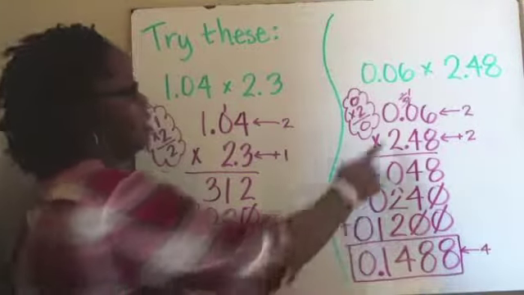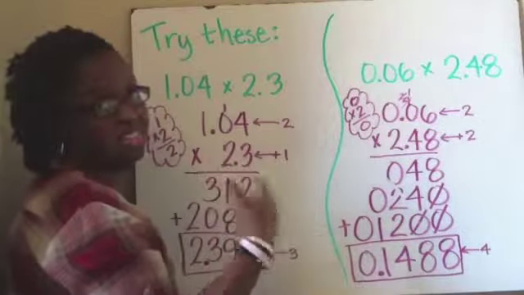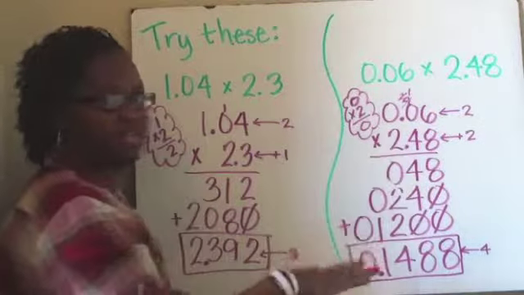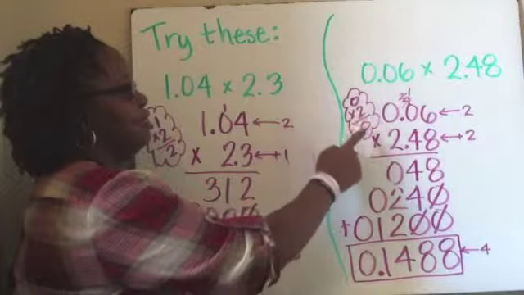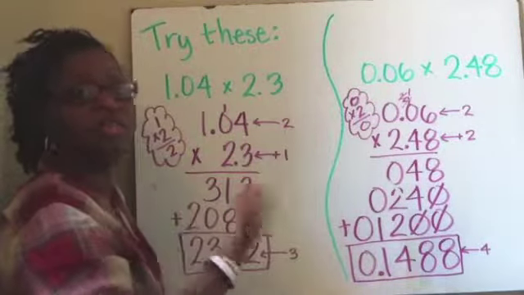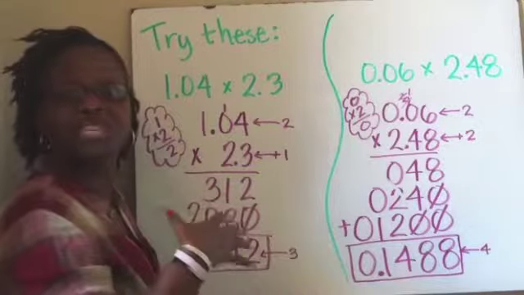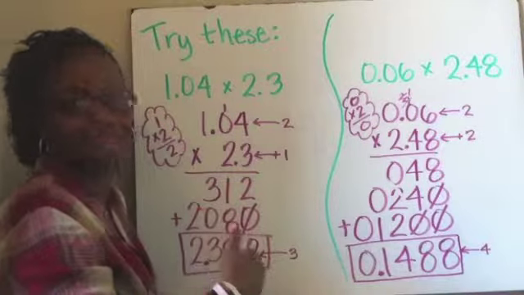When I use my estimation, 0 and 600 is very close to 0. 2 and 4800 is about 2 or 3. Okay, so I just rounded to the nearest whole number, which was 0 times 2, telling me my answer should be close to 2. Okay? Or excuse me, close to 0. I'm sorry, 0 times 2, 0.